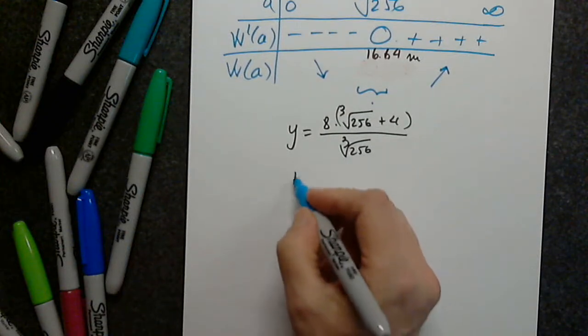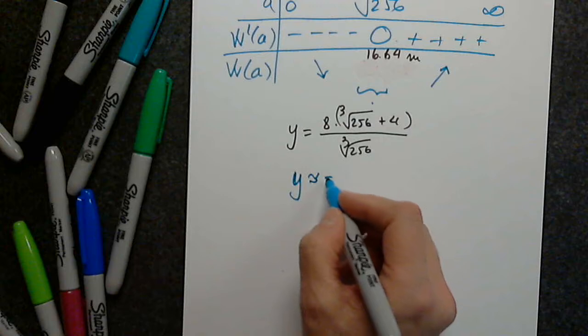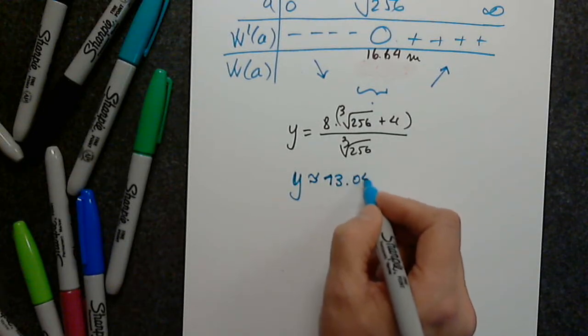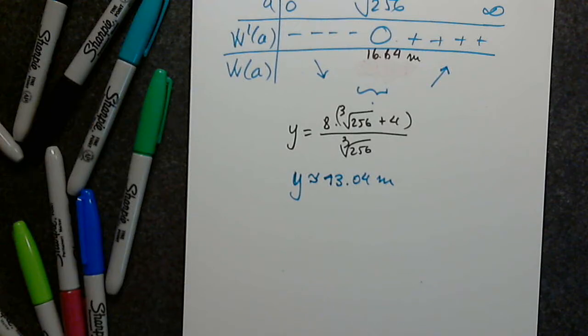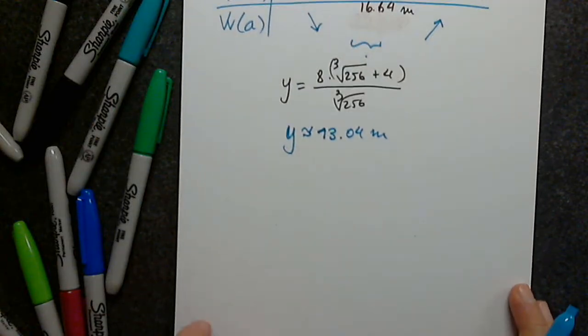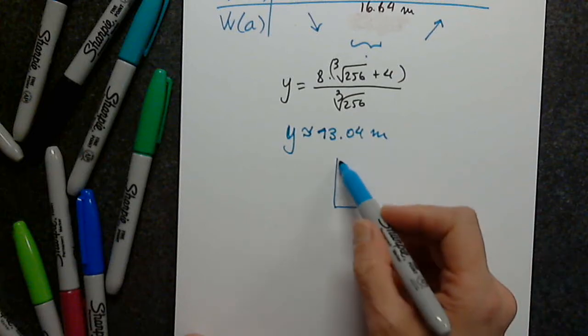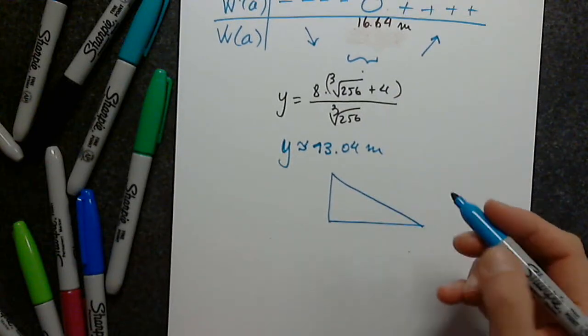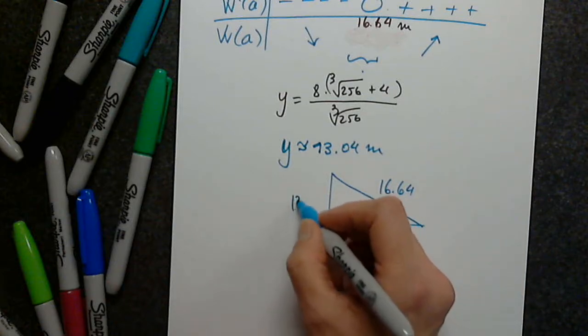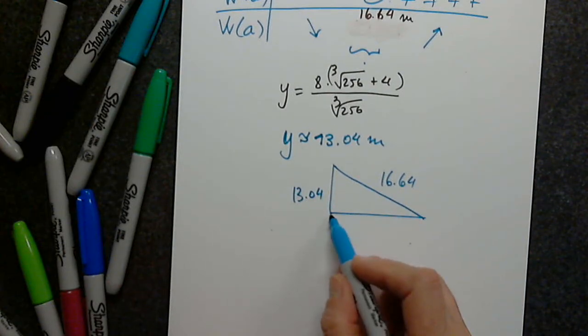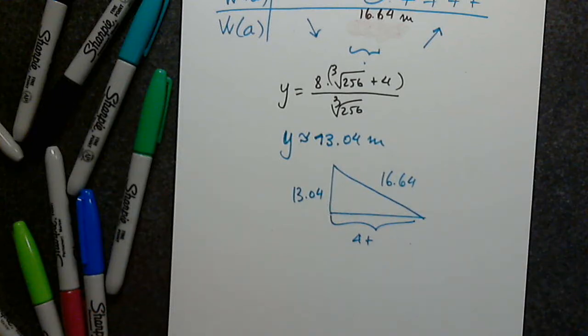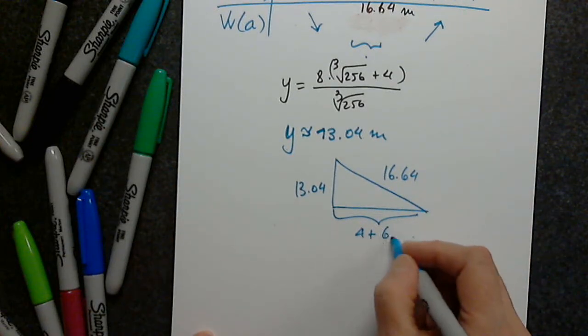Y is approximately 13.04 meters. So remember what we have now. We have this right triangle in which the ladder is 16.64. We have this which is 13.04. And here we had 4 plus a. So what was again the cube root of 256? 256 raised to 1/3. How much? 6.35, yes. So 6.35.